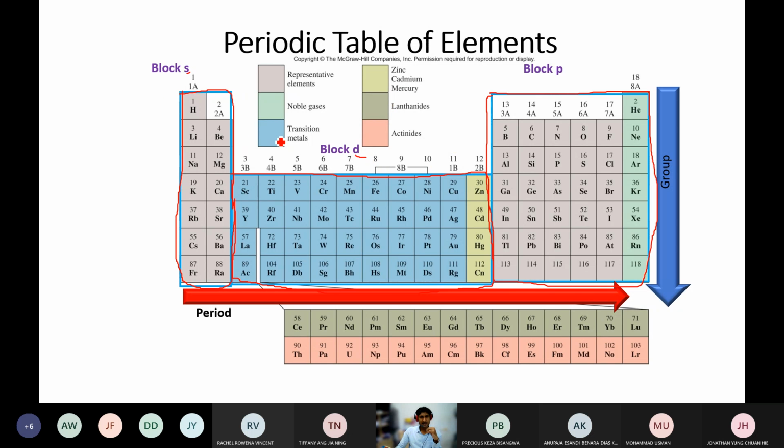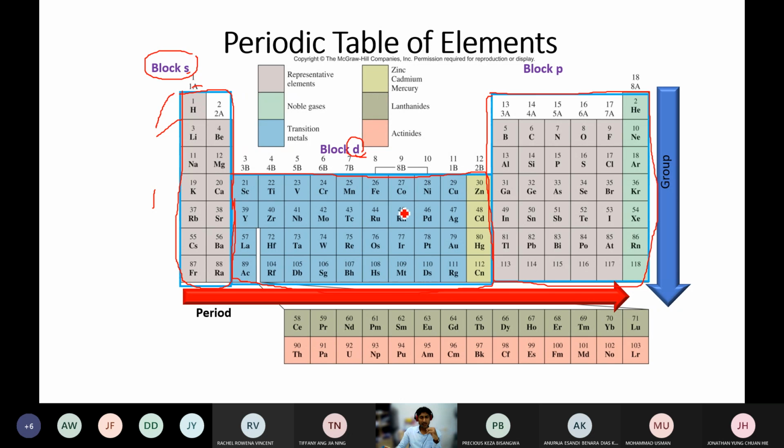So what do S, D, and P mean? It means that the last orbital for all these elements here is the S orbital. So this is called S. The last orbital, or valence shell orbital, for these elements here is D. The electrons are in the D orbital. It can be 3D, 4D, or 5D, but it will be in a D orbital. The last electron of these elements should be in the D orbitals.